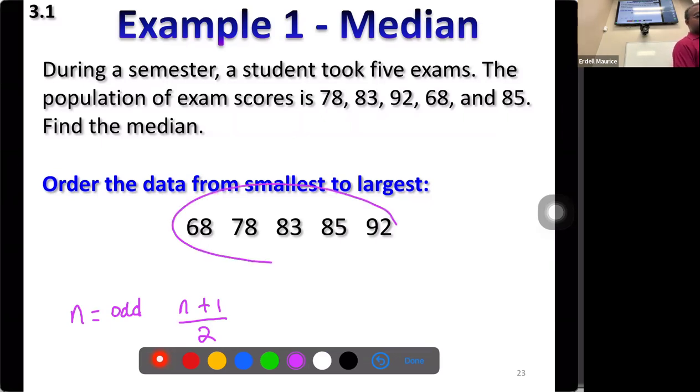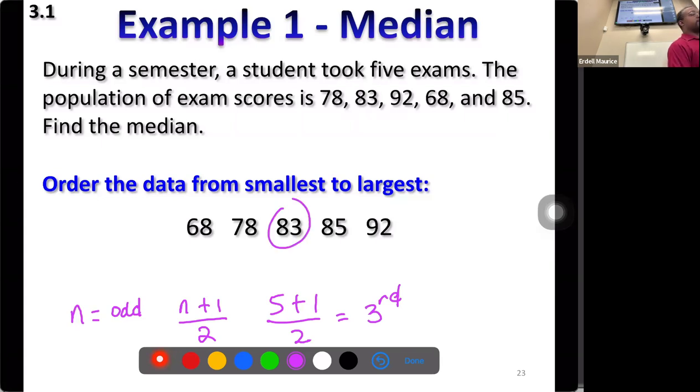How many numbers do I have right here? 5. And so you go 5 plus 1, that is 6. 6 divided by 2 is 3. I'm looking for the third number in line. That will be my middle number, right? This helps. Let's say I gave you 51 numbers. Well, which number am I looking for? 51 plus 1 is 52. Half of 52 is 26. You're looking for the 26th number. That's going to be your middle value right there. Questions there?